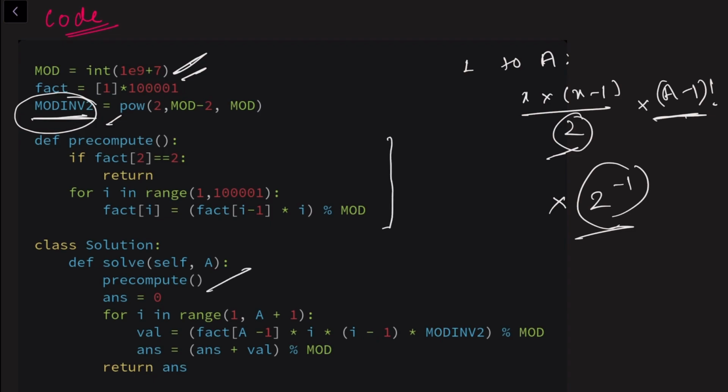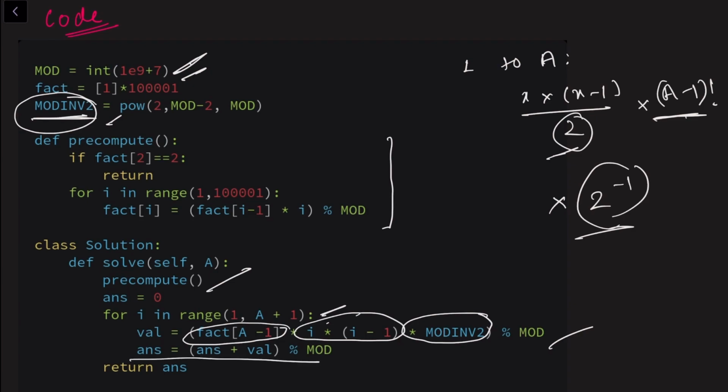Okay, so after pre-computing, we'll run a for loop from 1 to a, and we'll use our formula i into i minus 1, divided by 2, right? So that's why we are multiplying with the inverse of 2, and then we are multiplying that value with factorial a minus 1, and then we are taking the mod, and after that we are just adding it to the answer, and then we are returning the answer. So it's quite straightforward. Now let us move on to the second problem.